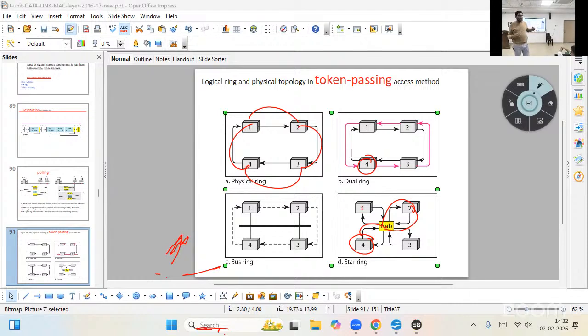So to avoid collisions, the first one is what? Reservation. Those who have a reservation will send the data.